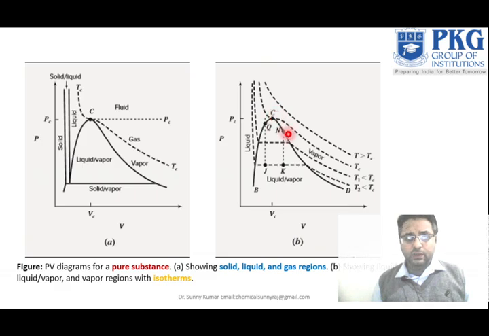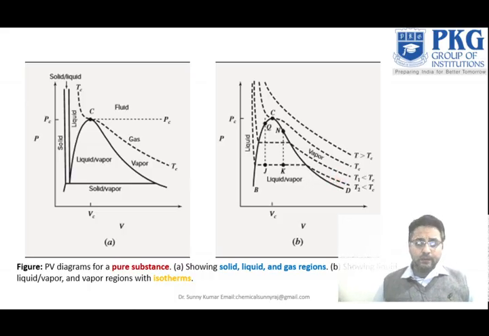Now, from C to D, the volume is changing very fast at the critical point, and the pressure is also decreasing. So these are your two graphs, which show the behavior of vapor, liquid and solid.